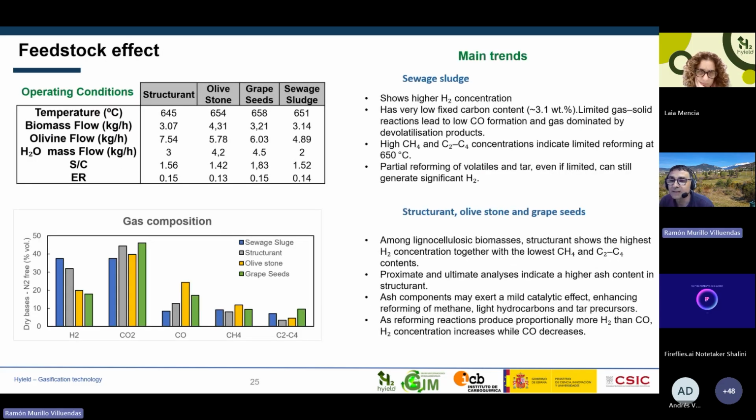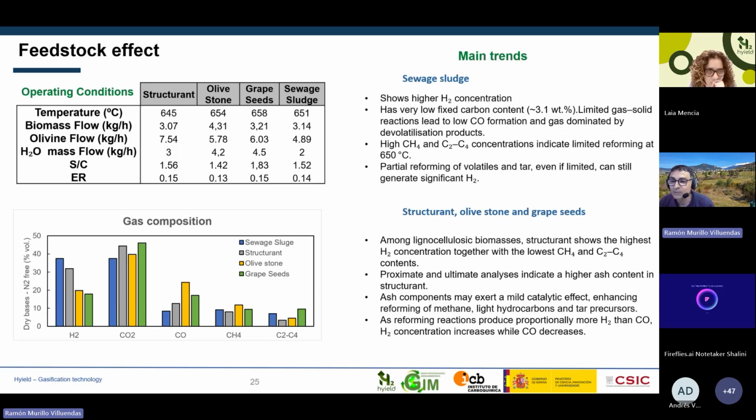In this slide, the effect of feedstock on process performance is shown. Sewage sludge shows the highest hydrogen concentration among the tested feedstocks, but this behavior must be interpreted considering its very low fixed carbon content, around 3.1% in weight, as we have seen previously. Due to the limited amount of fixed carbon, gas-solid reactions such as char gasification are very weak, which explains the low CO concentration observed in the product gas.